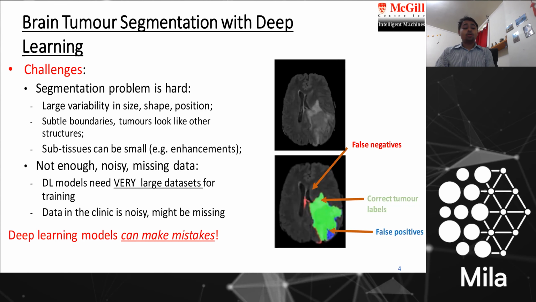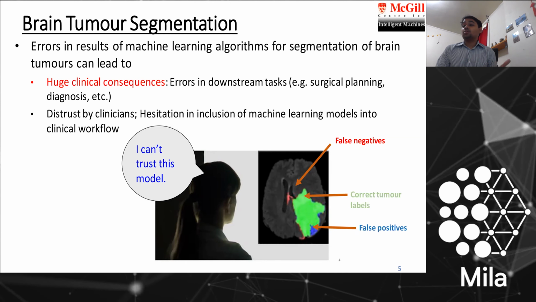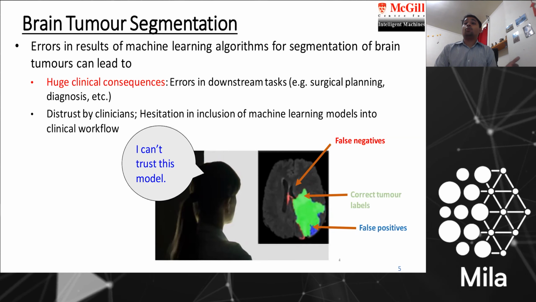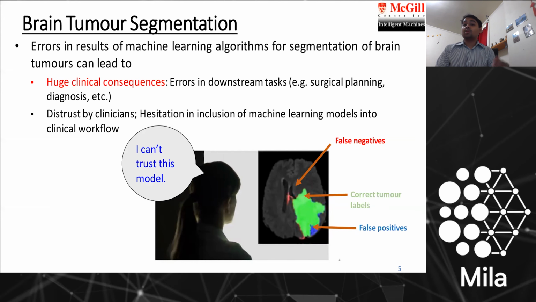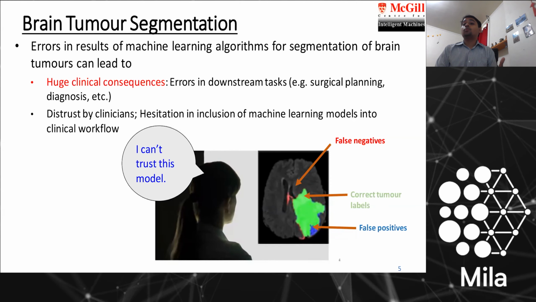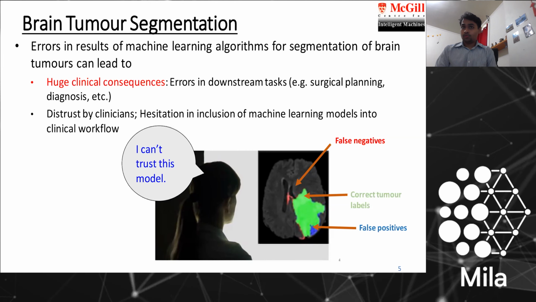If there is a really easy part of the brain tumor which a deep learning model has made mistakes on and clinicians look at it, then they will say, oh, the deep learning model has not been able to pick up this easy part of the tumor itself. So it means the deep learning model is not doing well and I won't be able to trust it. So it leads to distrust by clinicians and in turn, hesitance in including deep learning models into a workflow.